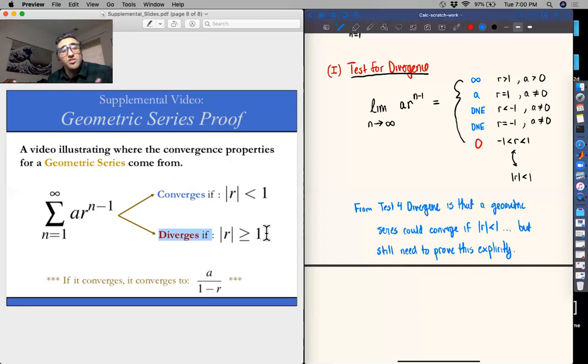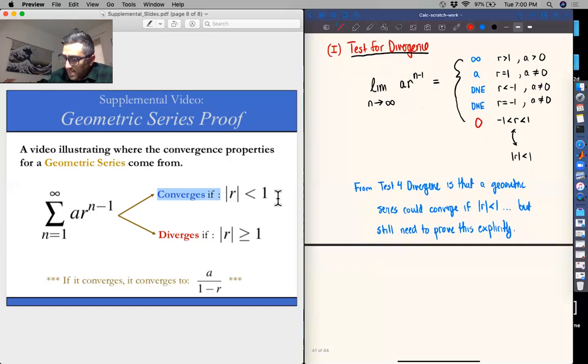Which brings us to part two of this proof for geometric series. We are really going to see why, in this case, when the absolute value of r is strictly less than one, we get a convergent series. So we're going to step away from the test for divergence. The test for divergence really just helped us narrow down what possible values of r could lead us to a convergent series. So we're thinking between negative one and one, we might have a convergent series, but we need to actually show that in fact this series converges.